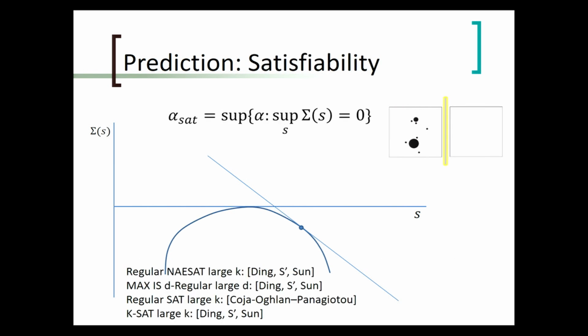The satisfiability threshold is actually the easiest of the three to do proofs for, and there are now 4 different models in which this has been established. Okay, so those are the predictions. Of course, you don't know what sigma is, so how can you say something about that?